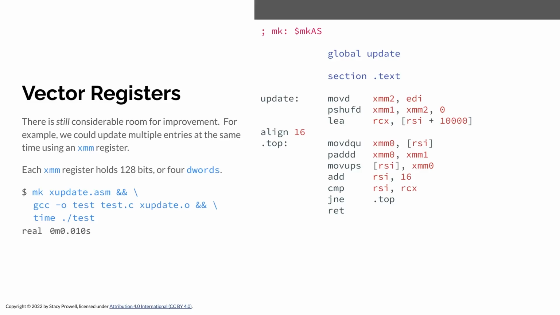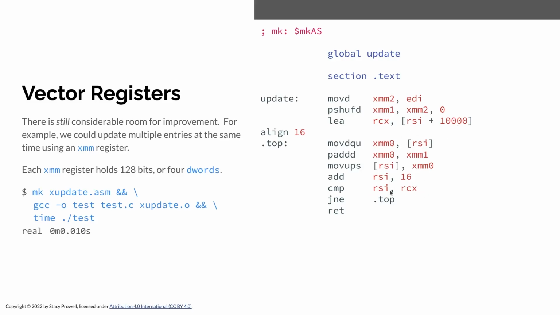So the first 4 bytes of XMM1 hold what was in EDI. The next 4 hold what was in EDI, the next 4 and the next 4 also hold what was in EDI. So a little vector of 4 elements, each of which is initialized to the value in EDI. Then I play the same game that the compiled versions have done, except this time I put in RCX, RSI plus 10,000. This will be the address of the endpoint, so I can just compare at the endpoint. In fact, that's what I'll do down here at the bottom.